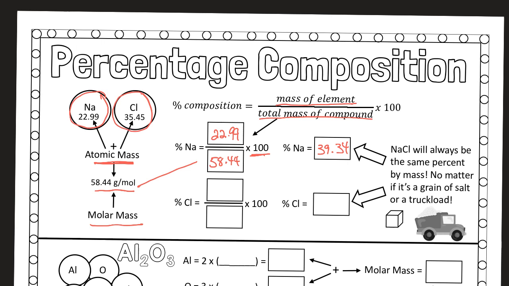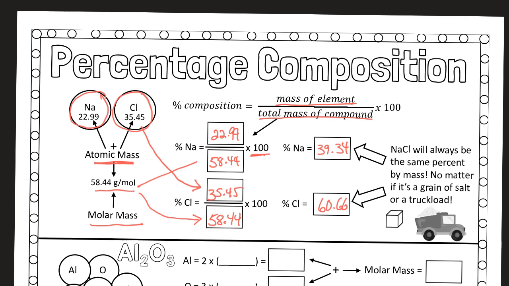Now for the chlorine, our part was this. So our chlorine's going to go here, divided by our whole, which was the total weight, or the molar mass, times 100. And when you put that in the calculator, it's going to be 60.66. Now when you add these together, of course it should add up to be 100%.